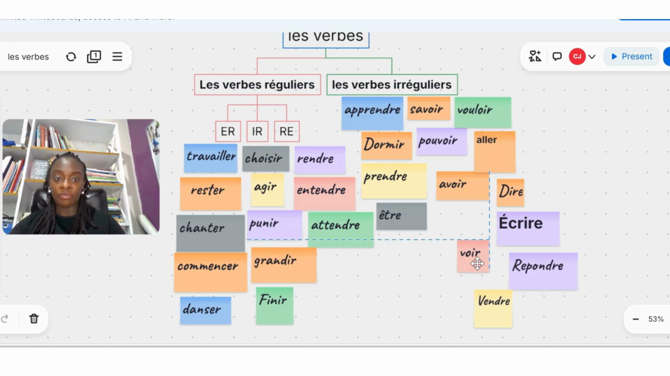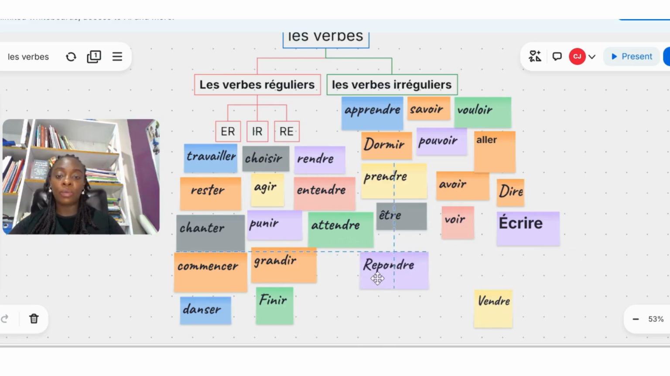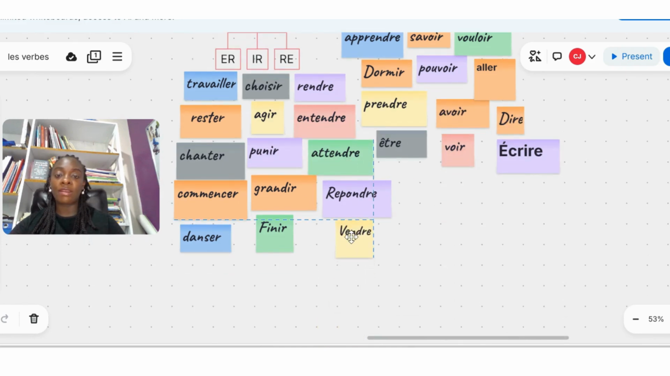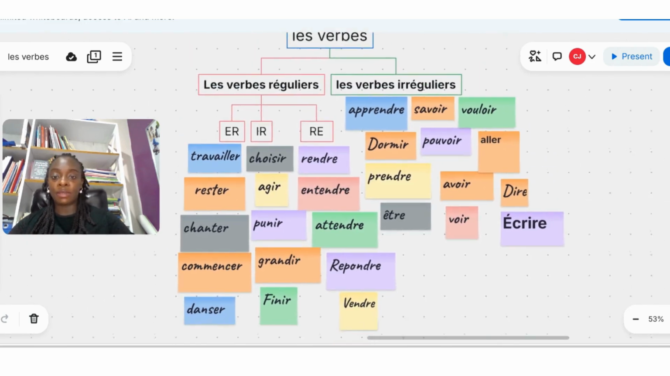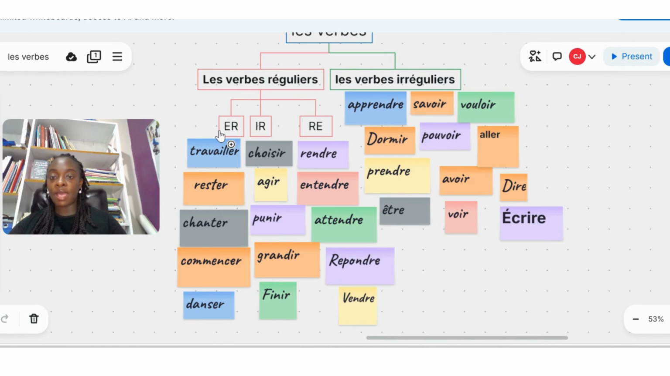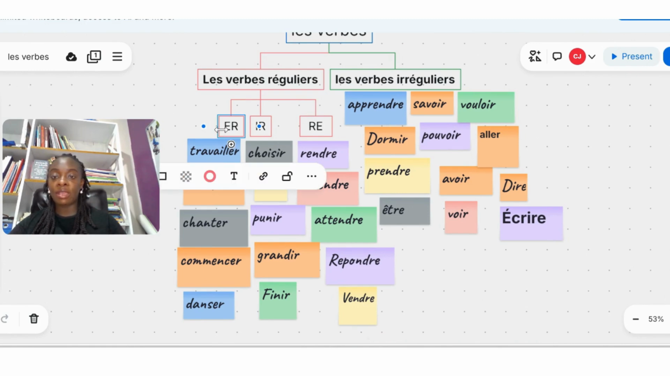Voir, I think we had voir. No, okay, we have not placed it. Voir is irrégulier. Reprendre is a regular RE verb. And vendre is a regular RE verb. Okay, there we go. So we have the RE verbs, we have the IR verbs. These are the regular verbs, les verbes réguliers et les verbes irréguliers.